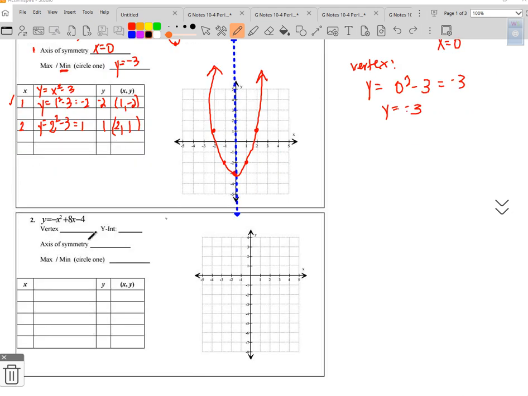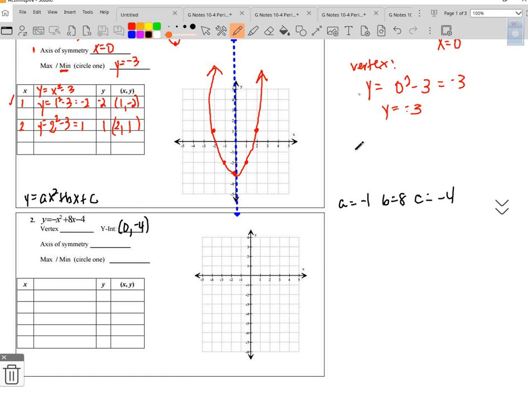Okay, we're moving on to number 2. We always start by identifying our A, B, and our C. I'm going to do it out here this time. A is negative 1, remember. Y equals ax squared plus bx plus c. So A is negative 1, B is positive 8, and C is negative 4. C is always our y-intercept, so we could go ahead and put that in here. The y-intercept is always x is 0, and the y-coordinate is whatever C is.